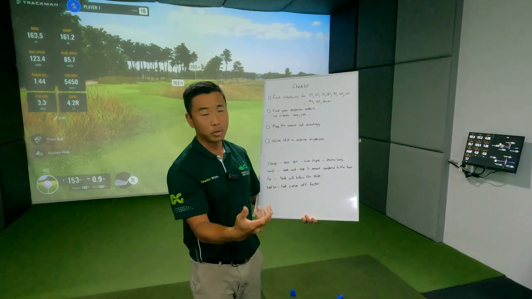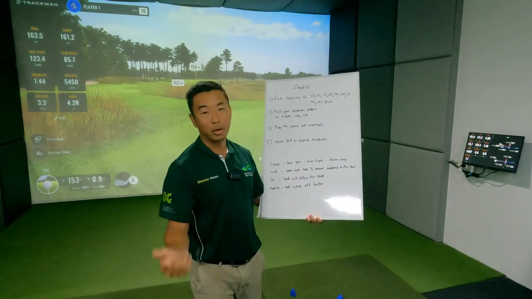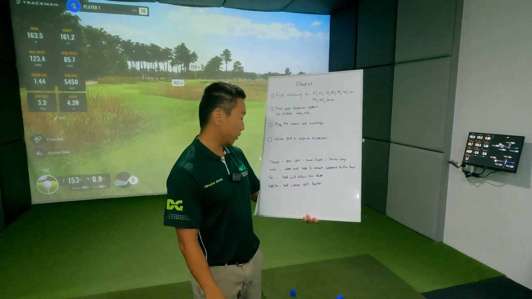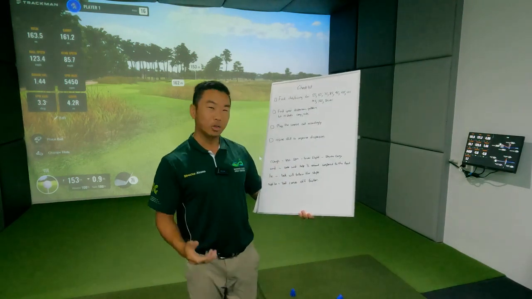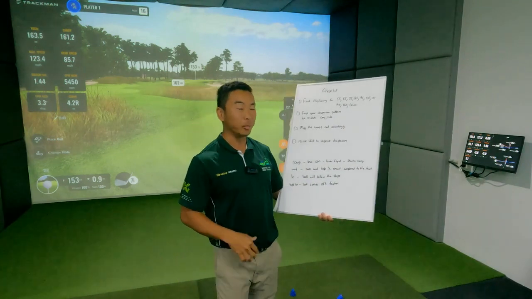If I then know that and I'm trying to calculate that into it, I then might go to a 6-iron or whatever that golf club may be. Wind. This is a very interesting topic. Wind is not a constant, so it's very hard to put a number behind it.